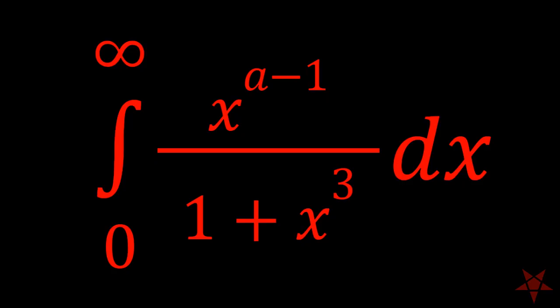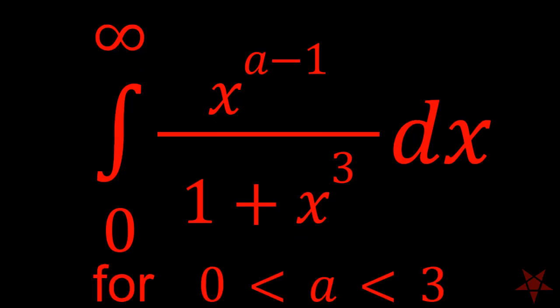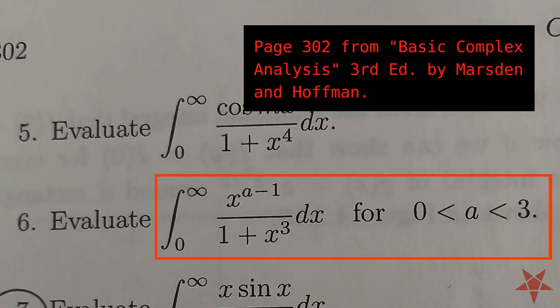So today we will be using residue theorem to solve the integral of x to the a minus 1 over 1 plus x to the third from 0 to infinity. In this specific example, we will be evaluating the integral for values of a greater than 0 but less than 3. This problem is spelled out on page 302 of Marsden and Hoffman in exercise number 6.